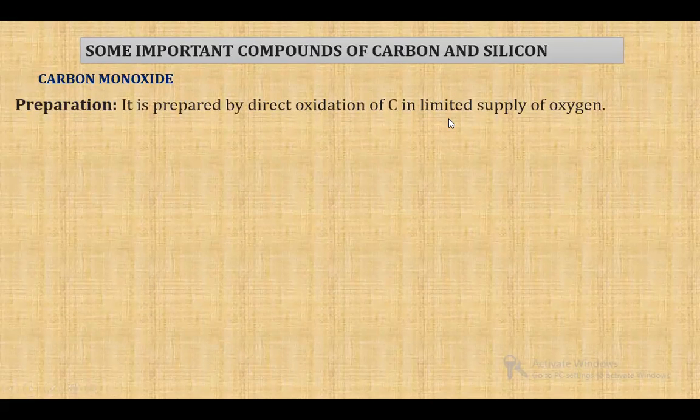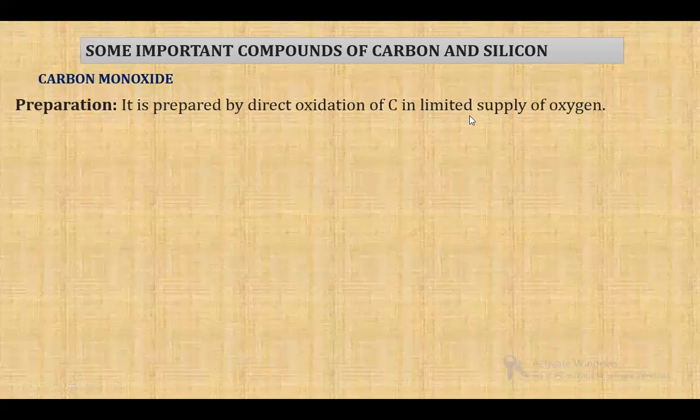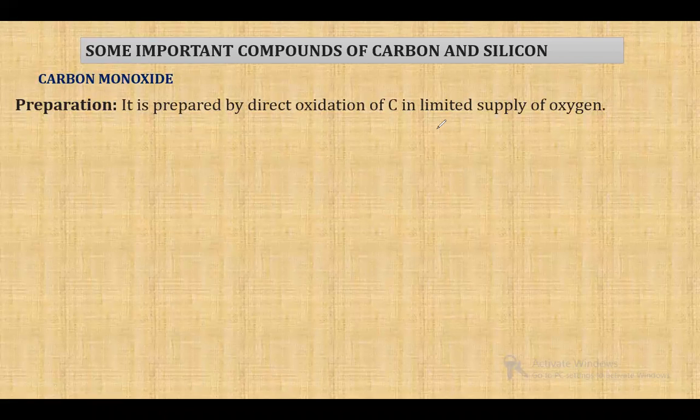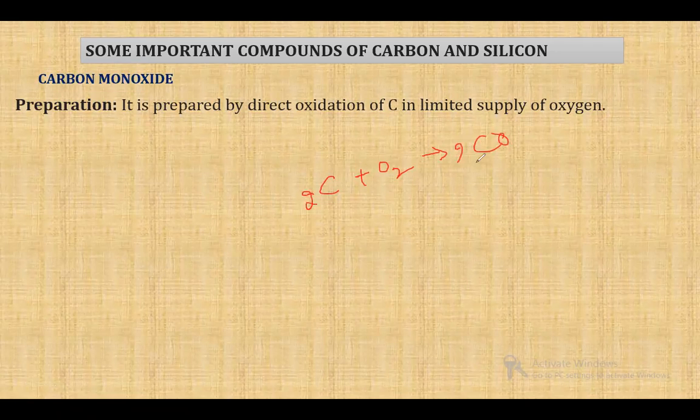How is carbon monoxide prepared? It is prepared by the direct oxidation of carbon with oxygen in a limited supply of air. Carbon treated with oxygen and a limited supply of air will form carbon monoxide. So we can write the equation: C plus O2 gives rise to 2CO, carbon monoxide.